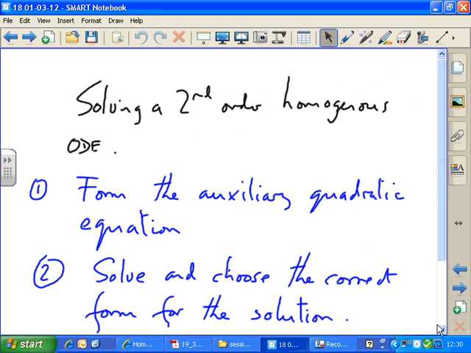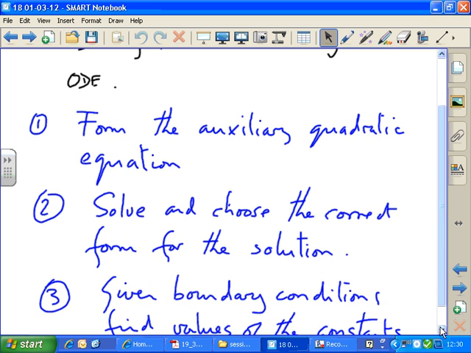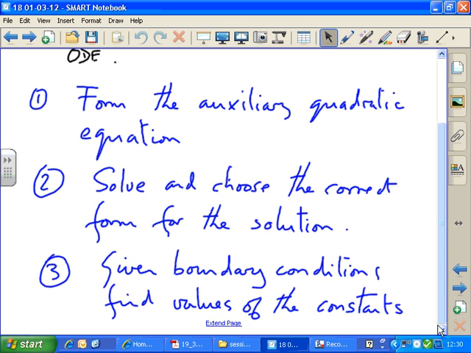So we need to write down the order of steps in solving these homogeneous ordinary differential equations. These are the steps that we follow. Three steps to follow. Form the auxiliary quadratic equation, which is straightforward. Solve and choose the correct form for the solution, which we're going to talk about in a second. And given certain boundary conditions, find the values of the constants, because we end up with some constants. We need to work out what they are. So let's have a look.